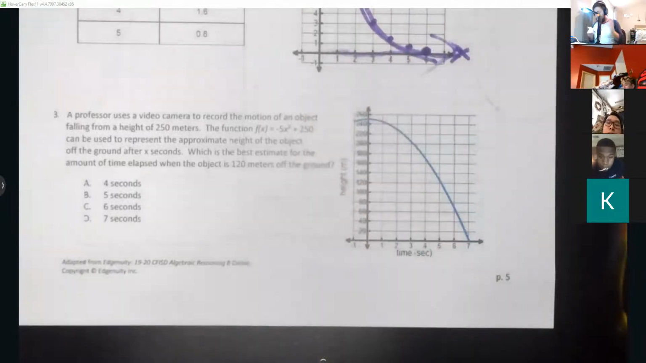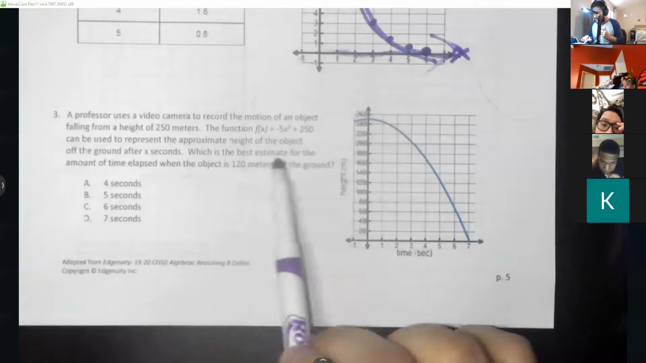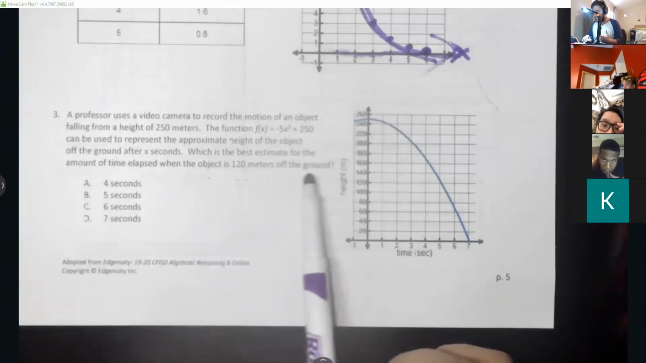A professor uses a video camera to record the motion of an object falling from a height of 250 meters. Here's the function. It can represent the approximate height of the object off the ground after X seconds. Which of the following is the best estimate for the amount of time elapsed when the object is 120 meters off the ground?